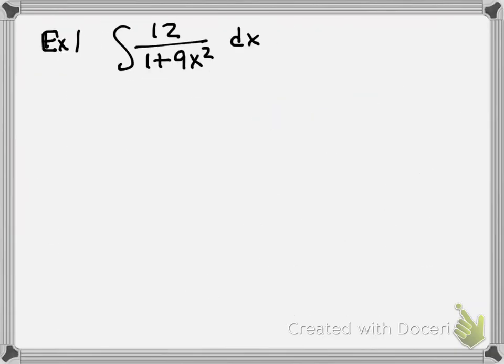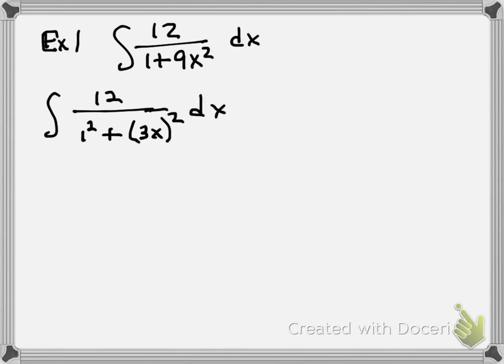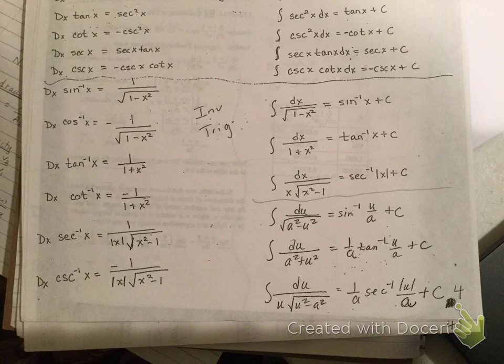So if I try to make this one look something like that one, I could think about this 1 as if it were a 1 squared, because that's still 1. And 9x squared I can think about as 3x quantity squared. So now the nice thing about that is if you look back at your formulas, that looks like this one right here. Okay, so the integral for 1 over a squared plus u squared is 1 over a inverse tangent u over a.